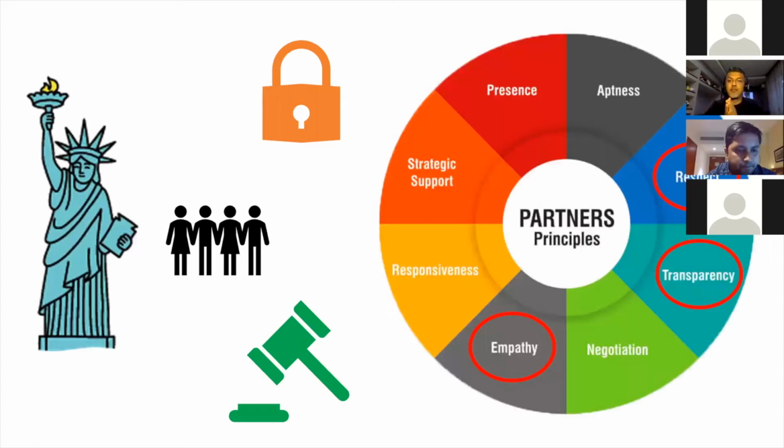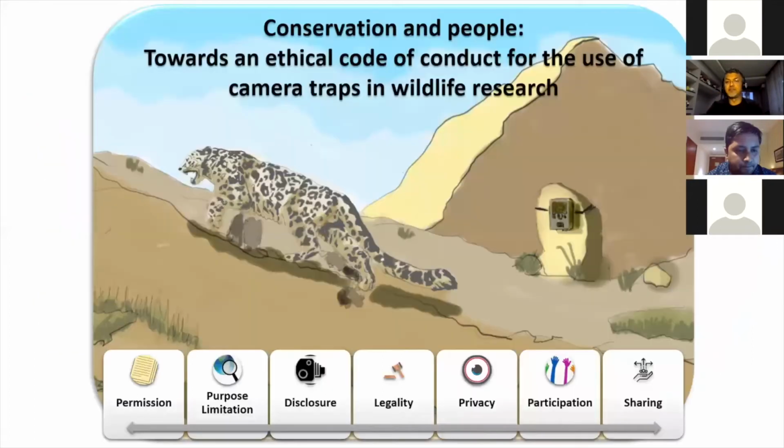So to come up with a broad framework that protects not just the communities but also the researchers, we turn to three key elements. One, the basic human value of liberty and protecting privacy. Two, respect of laws. And three, the partners principles, which I just showed you briefly. More specifically, we went to three of the principles: respect, transparency, and empathy. Based on these three elements, we listed 7 basic concepts that we hope can provide a useful checklist to visit every time we are planning to camera trap in a new area.